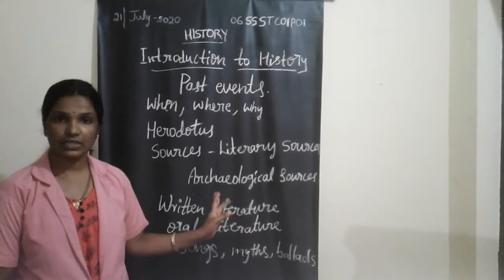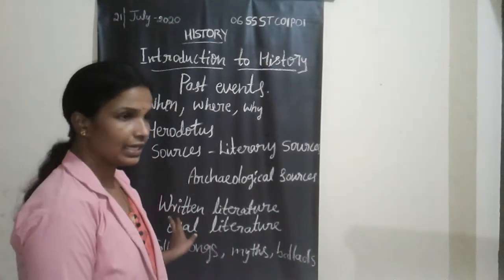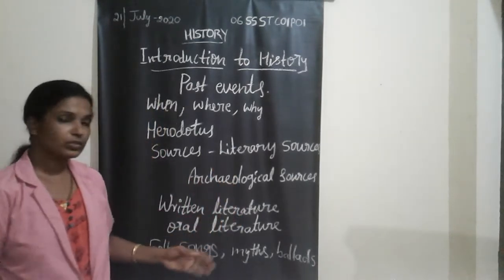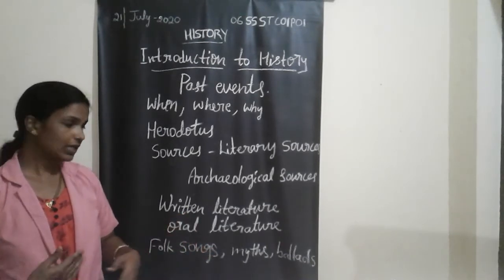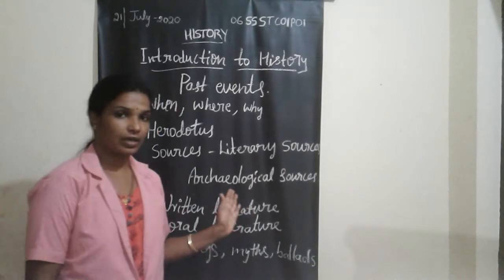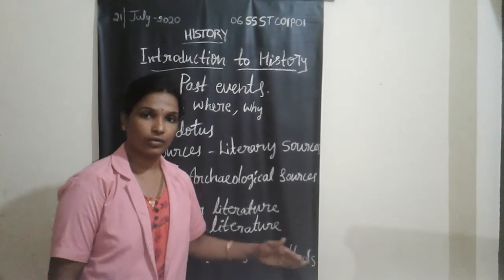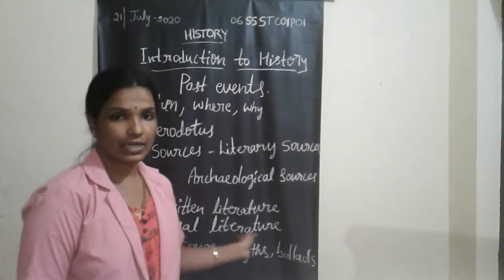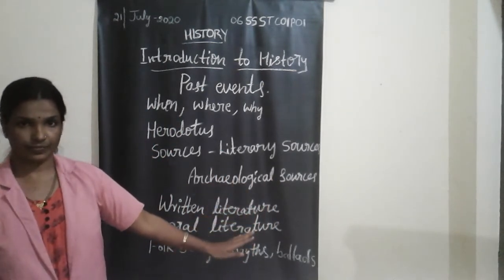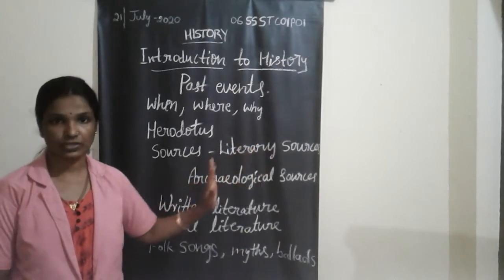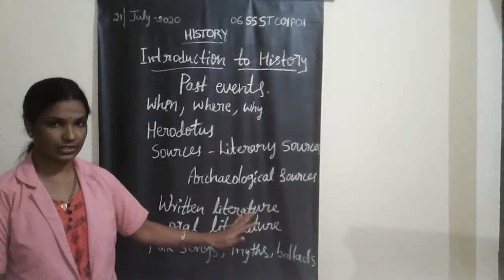Written literature is written by literate, educated people. Oral means they tell orally the folk songs and stories. Uneducated people can tell folk history, legends, myths, and ballads. Folk songs and ballads presented orally are called oral literature. These are the two types of literary sources: written literature and oral literature.